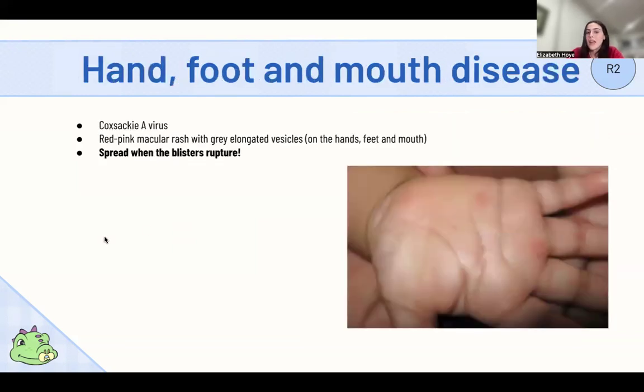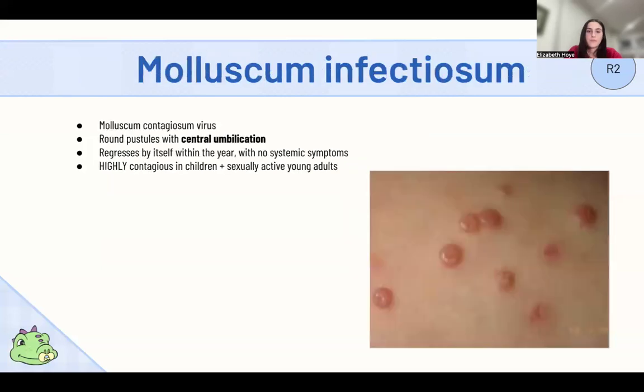This next one is hand, foot, and mouth disease. So that's Coxsackie-A virus. In writing on an exam, you might hear it described as a red-pink macular rash with grey elongated vesicles. And obviously, it will specify on the hands, feet, and mouth. So it's spread when the blisters actually burst.